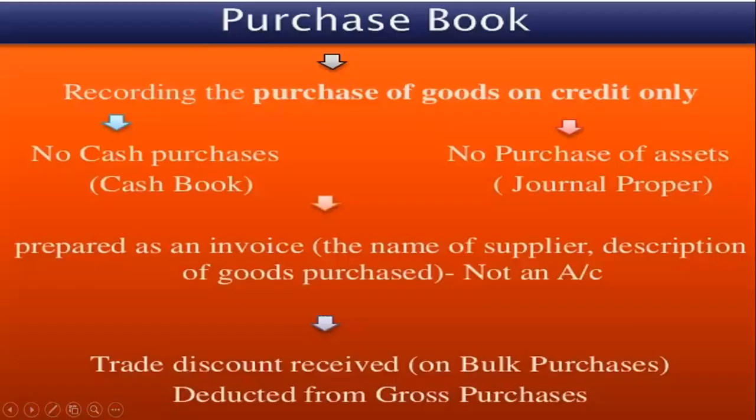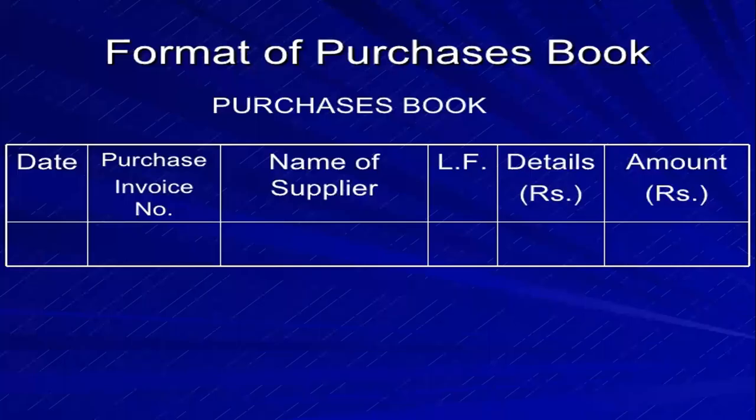Next set of books that we are going to learn is the purchase book. It records purchases which are done on credit only. If there is any cash purchase, it is not entered in purchase book. Or if there is any purchase of an asset, it is not entered in purchase book. So where will it be entered? If it is a cash purchase, it will be entered in cash book. If it is a purchase of an asset, it will be entered in journal proper. Only and only credit purchases are entered in purchase book.